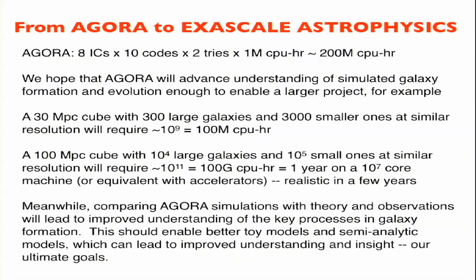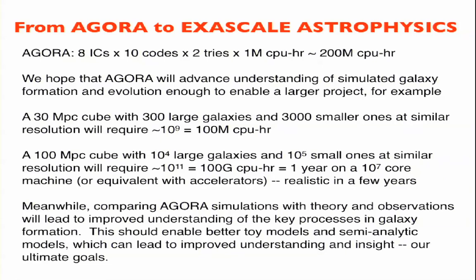That's doable today. If we advance understanding of simulated galaxy formation and evolution enough, this could enable a larger project, for example, actually running a 300 megaparsec cube with 300 large galaxies, 3,000 smaller galaxies at this resolution. That's about 100 million CPU hours just to run that one case. That's doable. If we wanted to do a much bigger cube, that would be about 100 giga CPU hours. That's a year on a 10 to the 7, a 10 million core machine, or equivalent with accelerators, so not so many cores, which is realistic in a few years. Anyway, this is how exascale could, for example, be used.